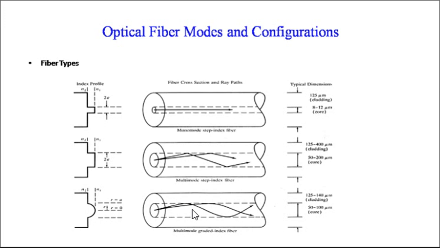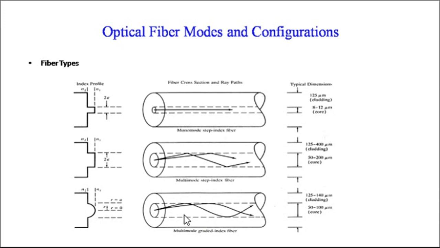So both the step and gradient index fiber can be further divided into single mode and multi-mode classes. Single mode, as its name implies, has one mode of propagation, whereas multi-mode fiber contains many hundreds of modes. Multi-mode fibers offer several advantages compared with single mode fiber.